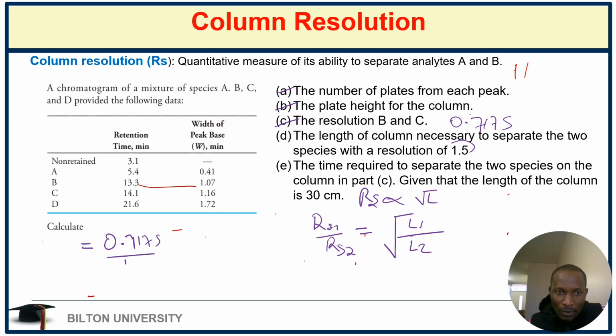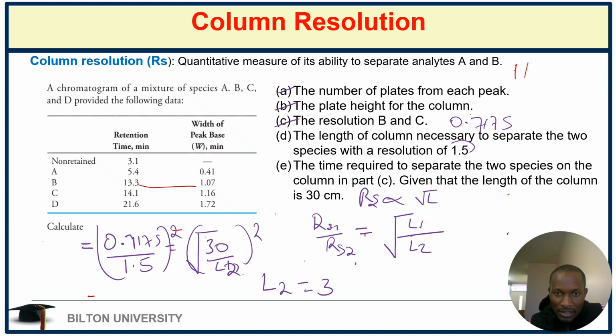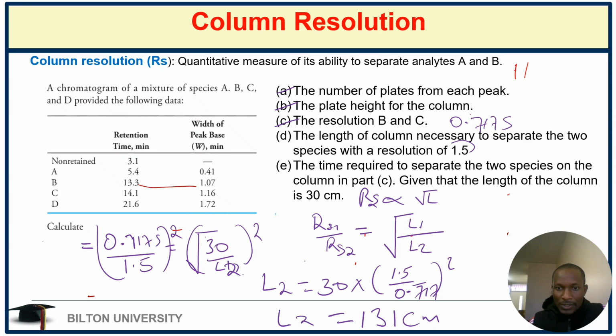0.7175 over 1.5 is equal to the square root of L1, which is 30, over L2, and from here we can square both sides, and that's going to give us our L2 to be 30 times 1.5 squared over 0.7175 squared, and that's going to give us a value of 131 centimeter. So our length 2 is equal to 131 centimeter.